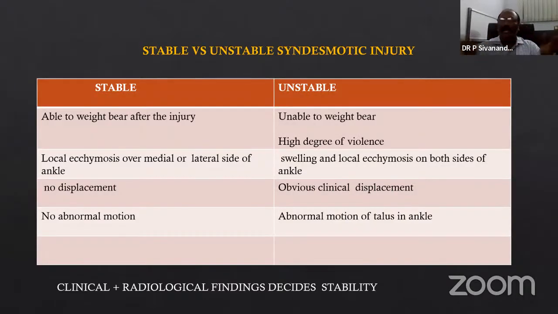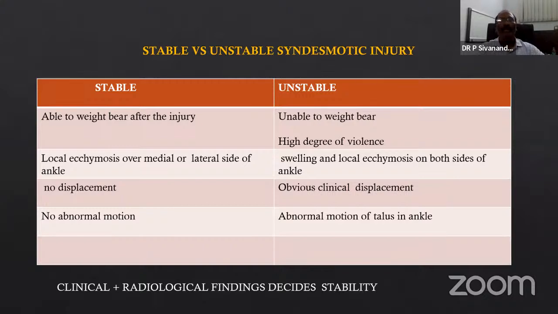Once we diagnose a syndesmotic injury by clinical examination and radiological examination, then you have to decide whether it is a stable or unstable syndesmotic injury. If the patient is able to bear weight after injury, that means the ankle is stable. If the patient can walk, that means the ankle is stable. It doesn't need any fixation. There is local ecchymosis over the medial or lateral side of the ankle, and there is no displacement and no abnormal motion. So definitely that ankle is normal.